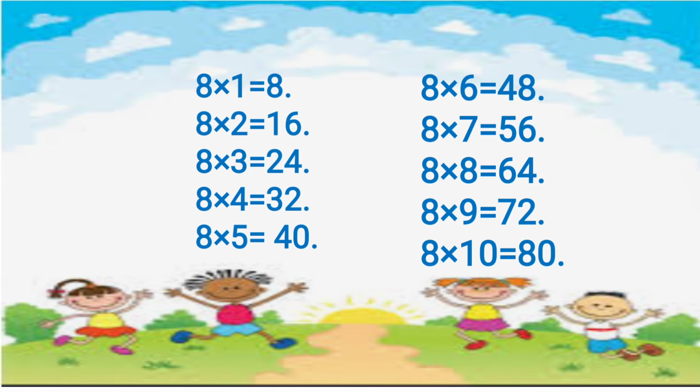Now I am going to repeat the whole table one more time. 8 ones are 8. 8 twos are 16. 8 threes are 24. 8 fours are 32. 8 fives are 40. 8 sixes are 48. 8 sevens are 56. 8 eights are 64. 8 nines are 72. 8 tens are 80.